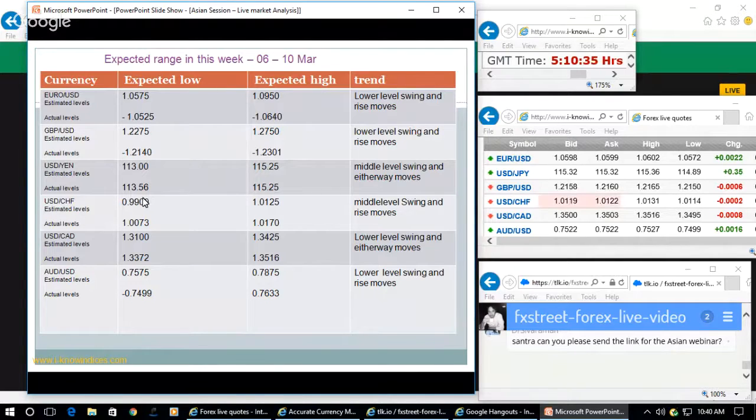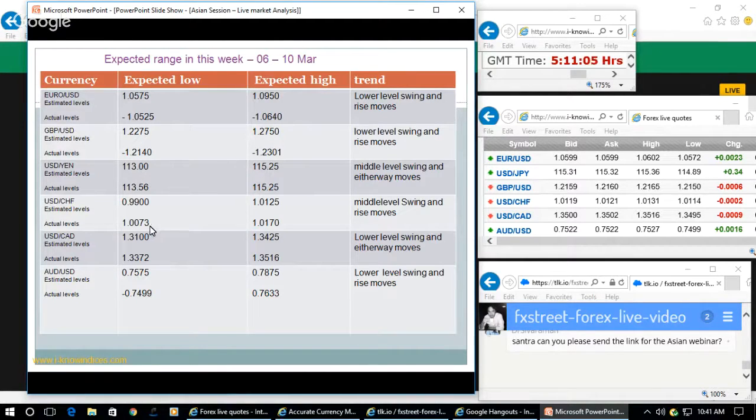Then in the case of yen, they came down to 113.56 and went up to 115.25, and now they gained more level to 115.36. So they just made the move in the case of yen on the upside, and after the data release, slowly they will come down in the case of USD yen when euro and GBP are expected to gain.